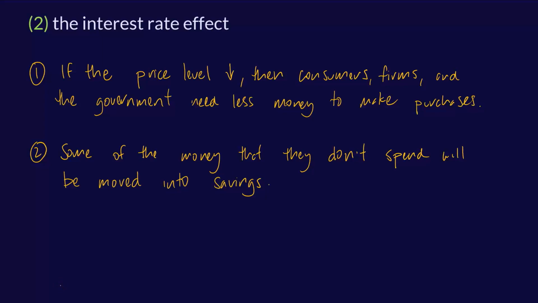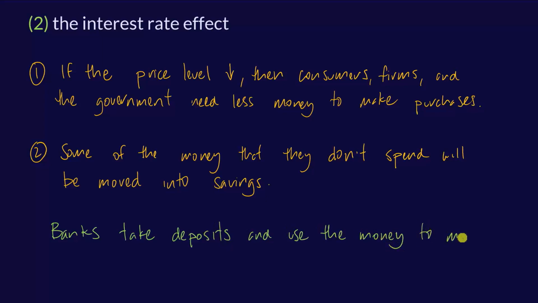Now, when that happens, okay, so when this money is moved into savings, banks are going to take that money and use it to make loans. So the savings becomes the deposits, and the deposits are going to become what we call loanable funds. That is just money that can be loaned.